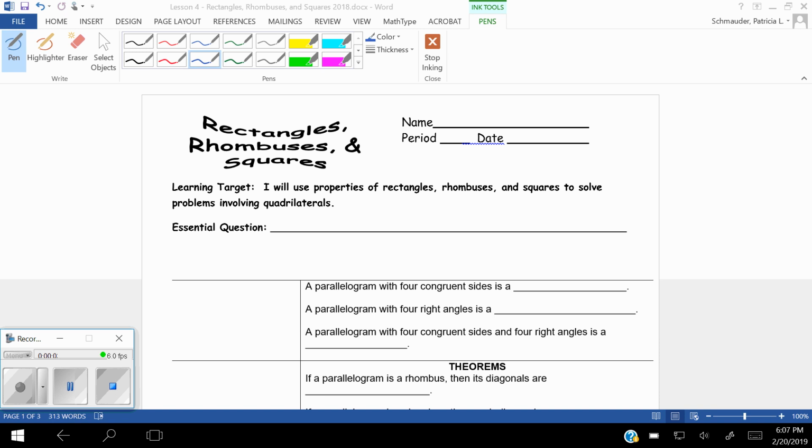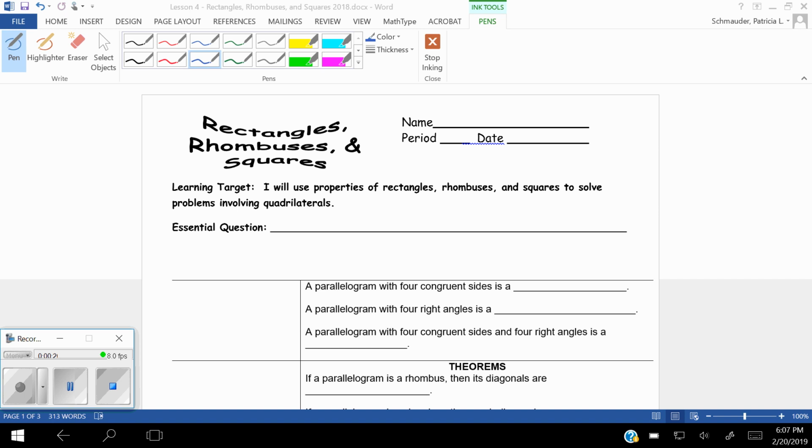Today's lesson is on rectangles, rhombuses, and squares. And guess what? These are all actually parallelograms, so they're just a more specific type of parallelogram. So really just another lesson on parallelograms, and let's see what our learning target is.